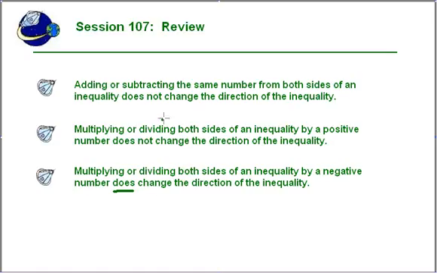Review. Adding or subtracting the same number from both sides of an inequality does not change the direction of the inequality. Next, multiplying or dividing both sides of an inequality by a positive number does not change the direction of the inequality. However, multiplying or dividing both sides of an inequality by a negative number does change the direction of the inequality. And that'll finish up session 107.